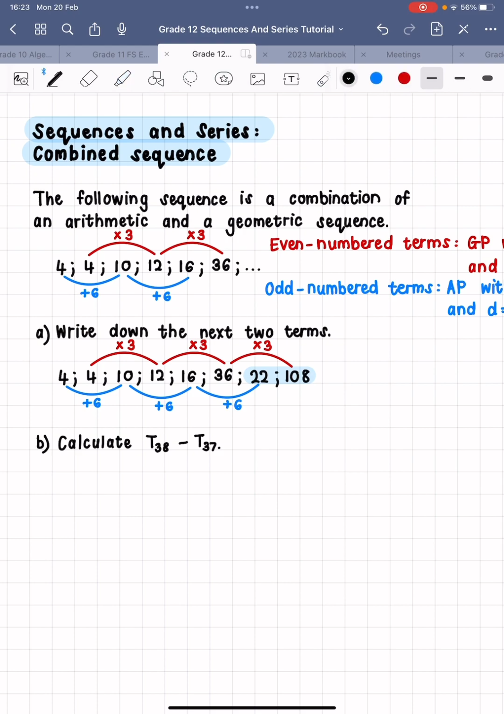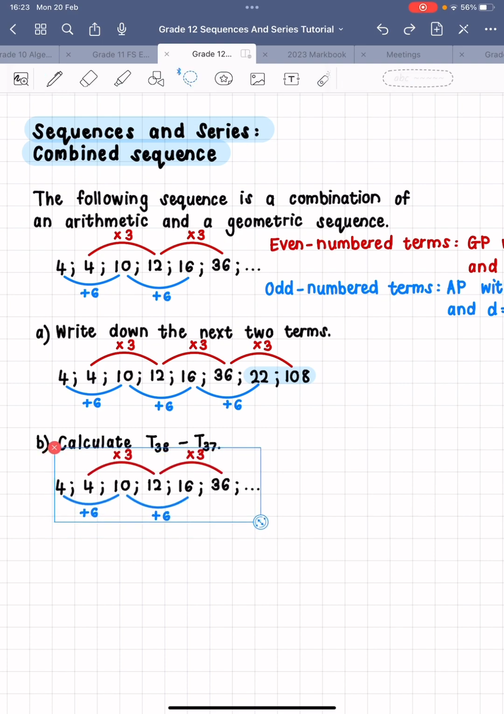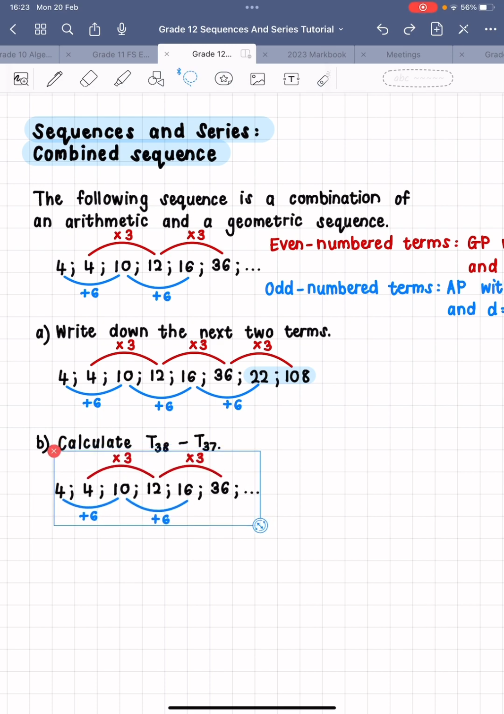All right, now for question B, this is a tricky question. They're now asking for term 38 minus term 37. Now guys, they're looking for term 38 in this original number pattern that they gave us. We need to figure out which term is going to give us term 38, and then we are meant to minus term 37 from it. So I'm actually going to copy this across again so that we can look at these terms in the number pattern.